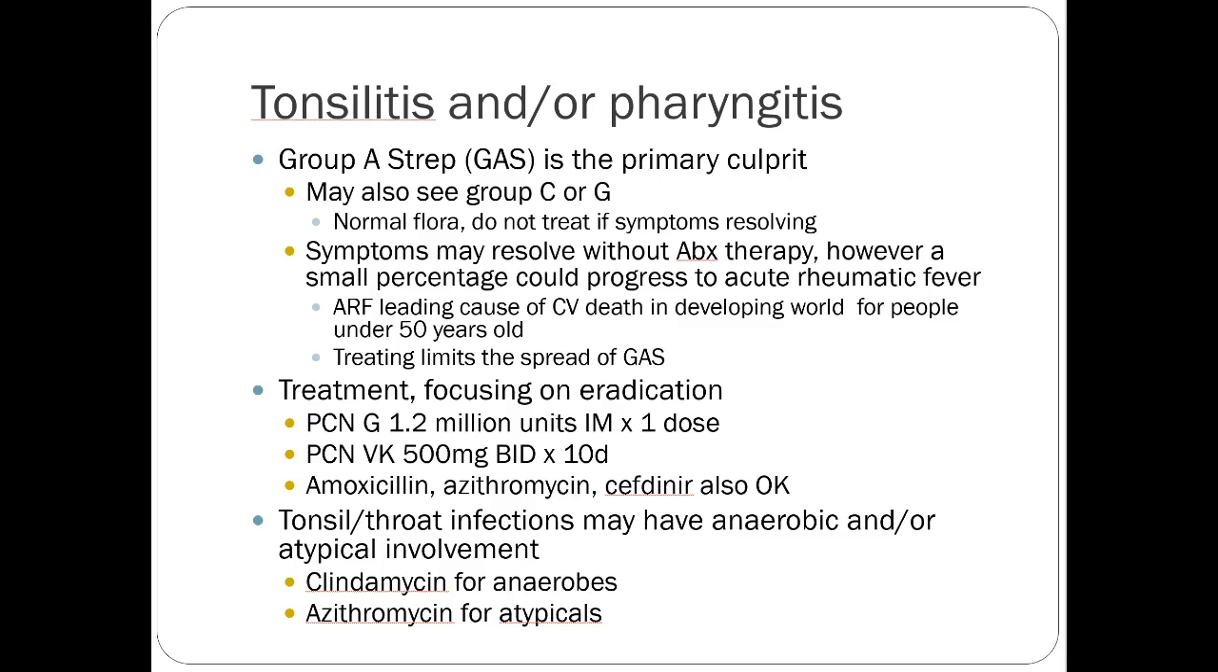Tonsillitis or pharyngitis. So we're talking mostly about strep throat here. Group A strep is the primary culprit. Group A strep is a little bit different than the strep we have on our skin. But it's highly susceptible to even the most basic antibiotics. So penicillin, plain old penicillin, still works great for group A strep.